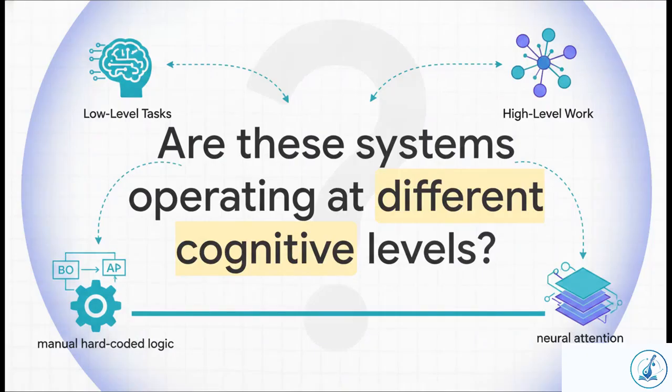Now that you understand how machines evolved from manual, hard-coded logic all the way up to neural attention, I'm going to leave you with this provocative thought to chew on. As AI continues to scale up at this breakneck pace, are all these systems actually equally capable, or do they inherently operate at entirely different cognitive levels, destined to perform fundamentally different kinds of work? Keep that in mind as you continue exploring this fascinating space.